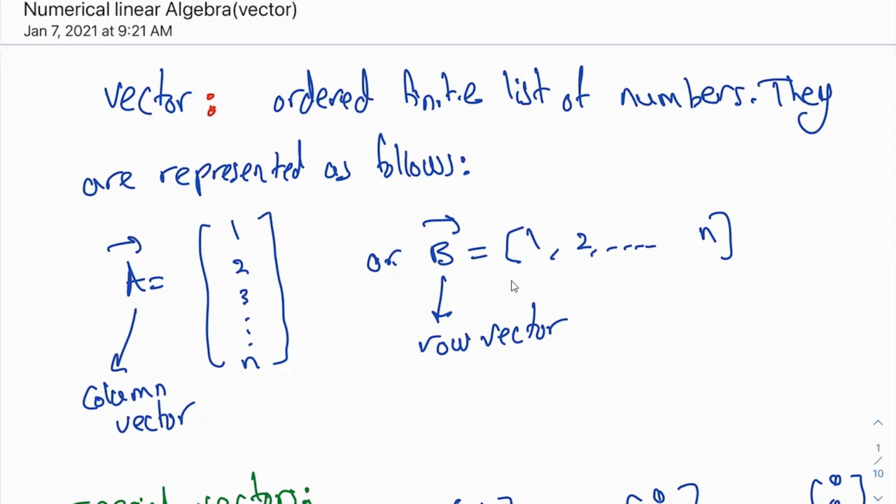Vector is nothing but an ordered finite list of numbers, right? So it should be ordered and it should be finite, should have some dimension, n, m, 10, 20, right? They are usually represented as a column or row vector. In a lot of textbooks related to machine learning, statistics, and optimization, we usually denote vector as a column vector. This is the definition on the left, which is when you stack the numbers vertically, like vector A here. B is when you stack the numbers horizontally.